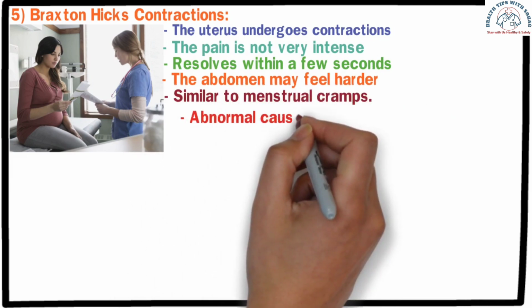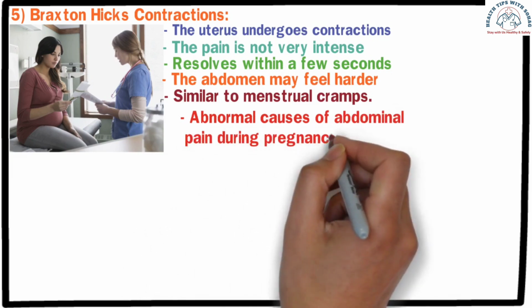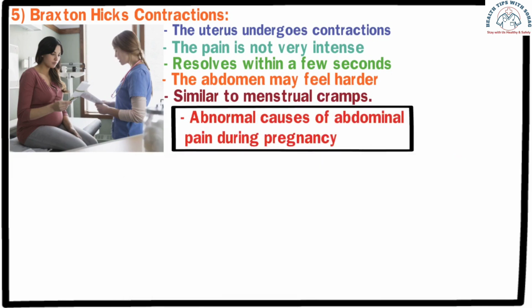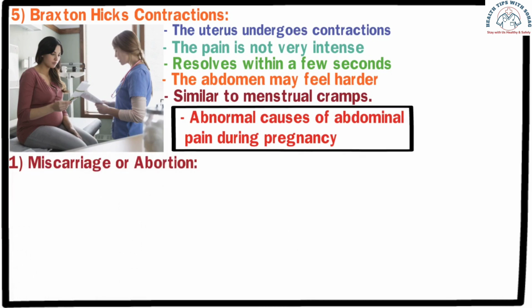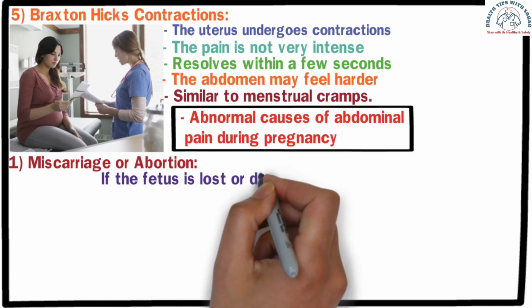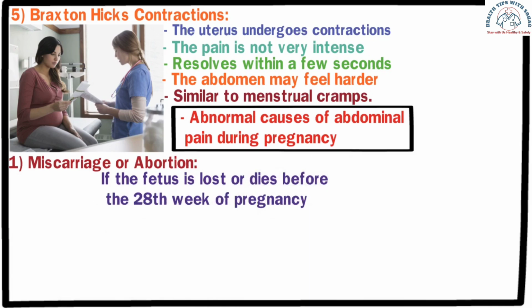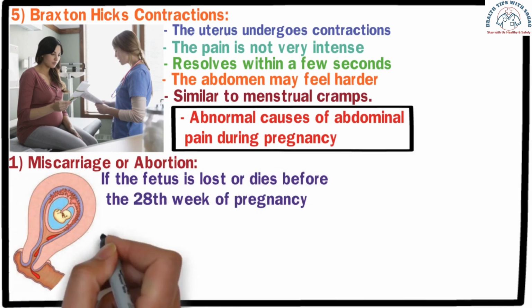Now let's discuss abnormal causes of abdominal pain during pregnancy. Number 1. Miscarriage or abortion. If the fetus is lost or dies before 28 weeks of pregnancy, it is referred to as miscarriage or abortion.